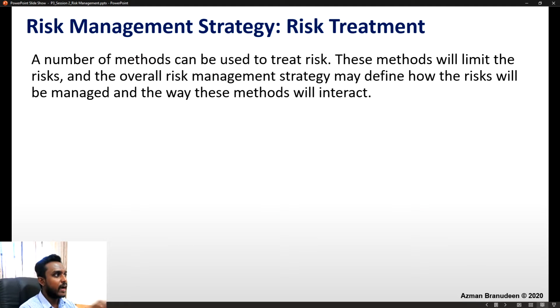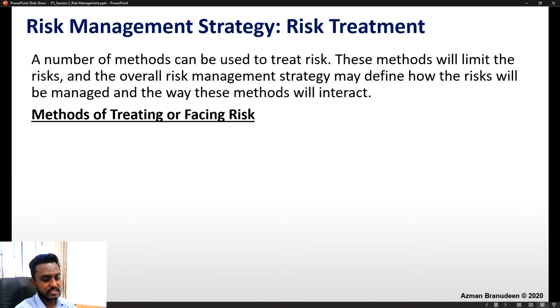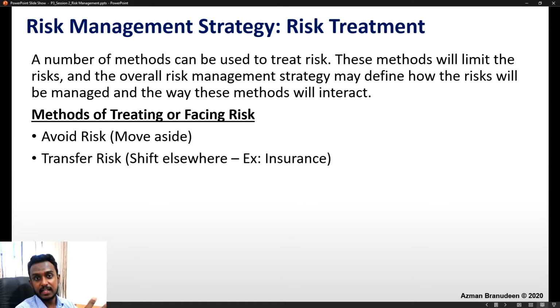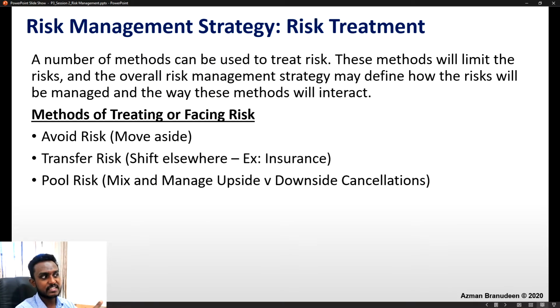Now, while you can map the risk, there are a number of methods that can be used to treat risk. These methods will limit the risks, and the overall risk management strategy can define how the risks will be managed and the way these methods will interact. Methods of treating or facing risk: avoid risk, you move aside. Transfer risk, you shift the risk to some other party. Pool the risk, basically mixing and managing the upside versus downside and even netting them off against each other, pitting them against each other.